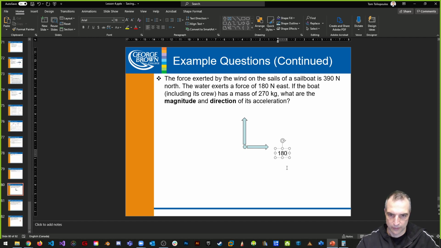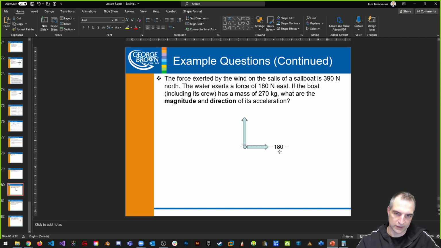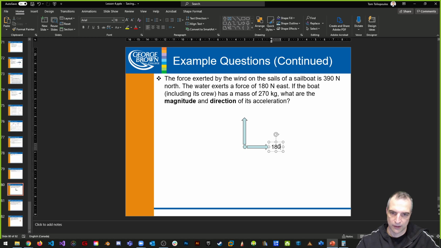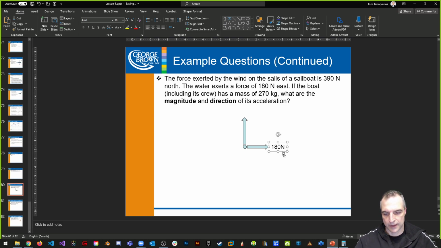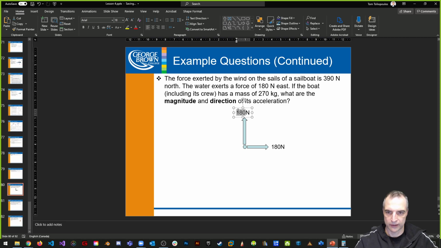That's the water. Now this is, don't be fooled with northeast. It's 180 newtons east, right? And we want to put the units. And then we take this thing and we want to put the units up here. All right, so this is 390.